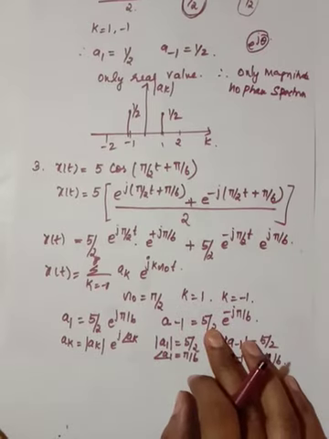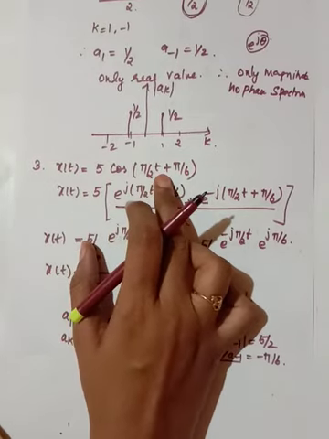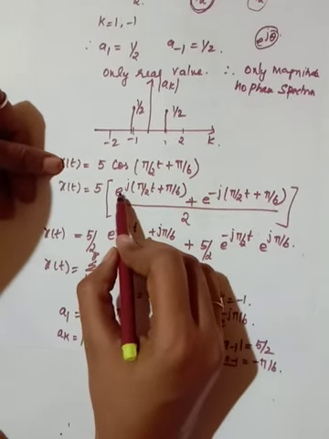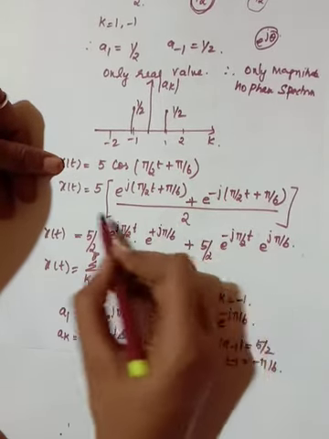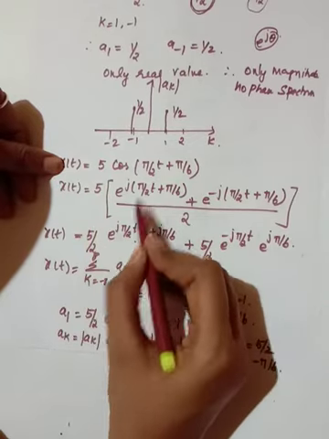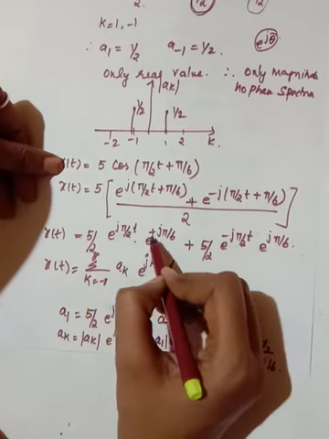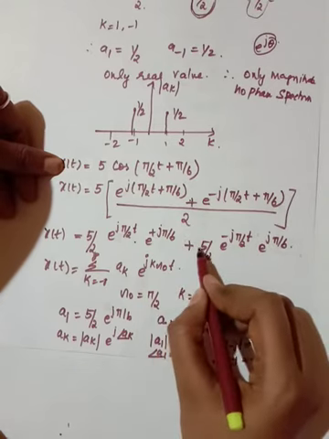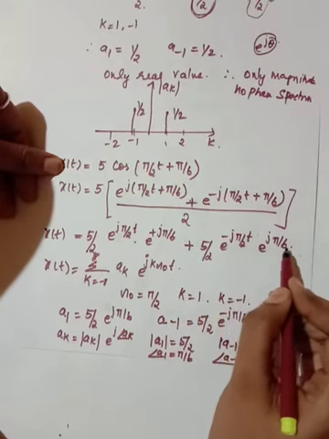Now consider this example. Here you have 5 cos(pi by 2 t plus pi by 6). Similarly I represent it in exponential form, e power j theta plus e power minus j theta, divided by 2. Taking 5 by 2 outside, this can be represented as 5 by 2 e power j pi by 2 t into e power j pi by 6, plus 5 by 2 e power minus j pi by 2 t into e power minus j pi by 6.